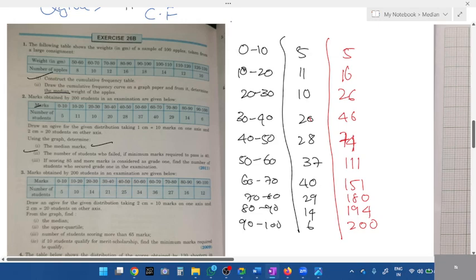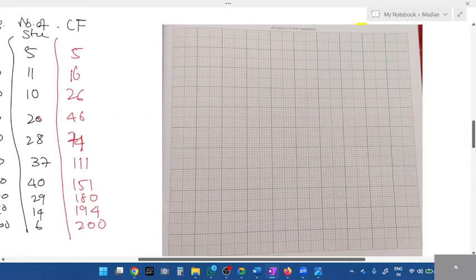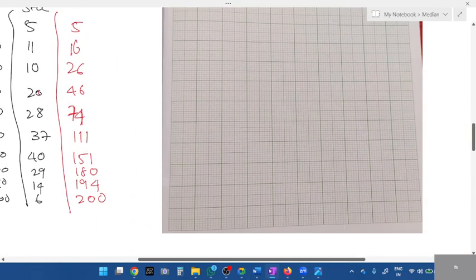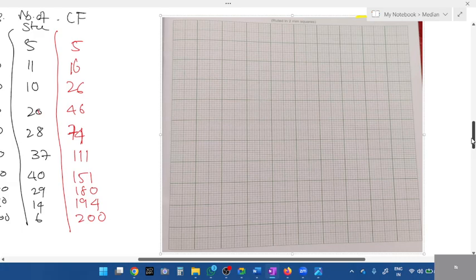Next. In these three questions, which is x-axis, students? Be quick. Which is x-axis? Which one are you supposed to take on the x-axis? And number and CF, cumulative frequency, should be in y-axis. Now x-axis. 0 to 100. All of you will start plotting. Remember, you need to plot according to the scale, students.